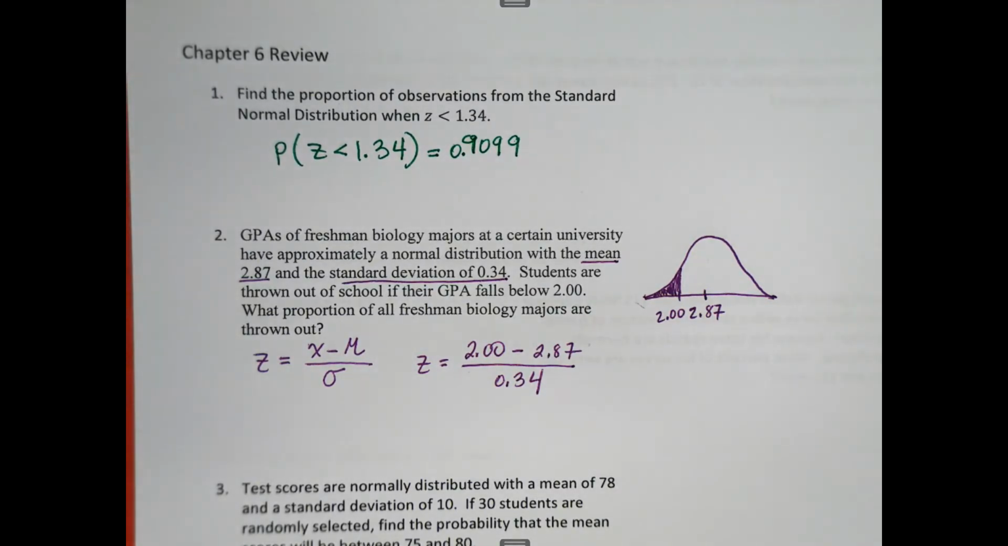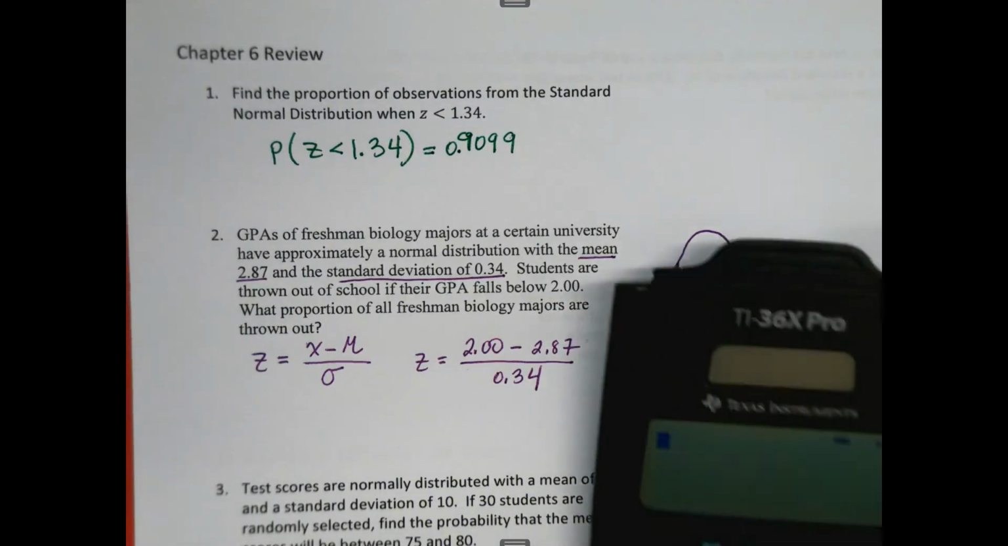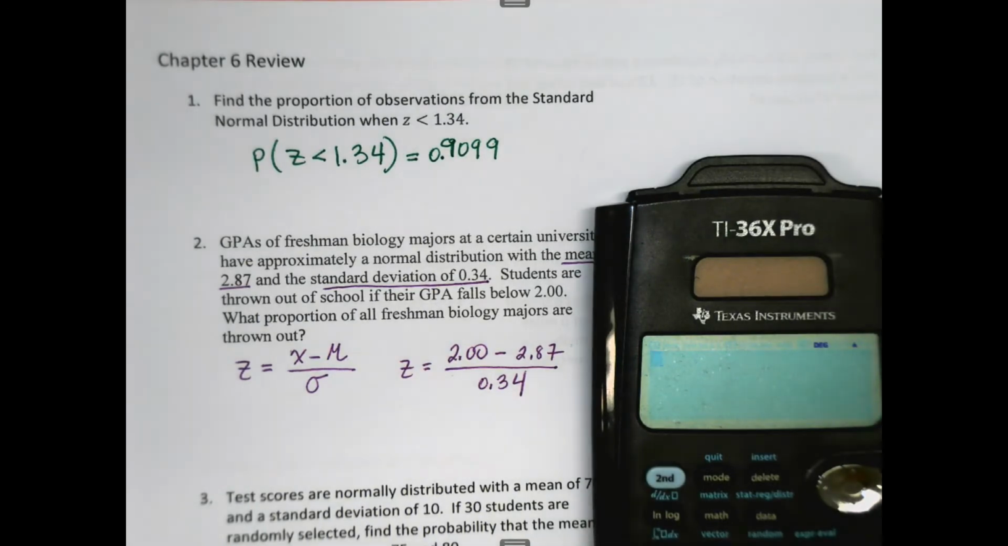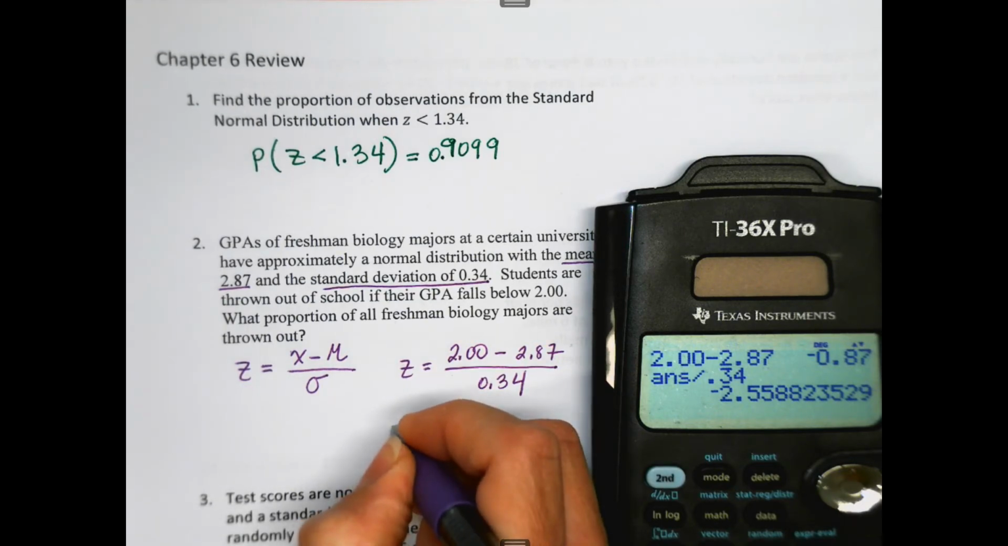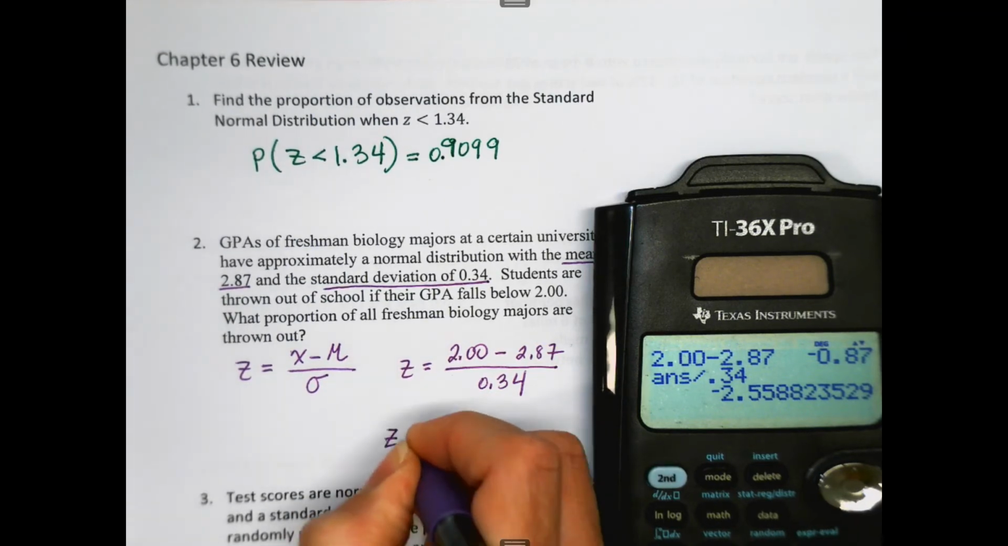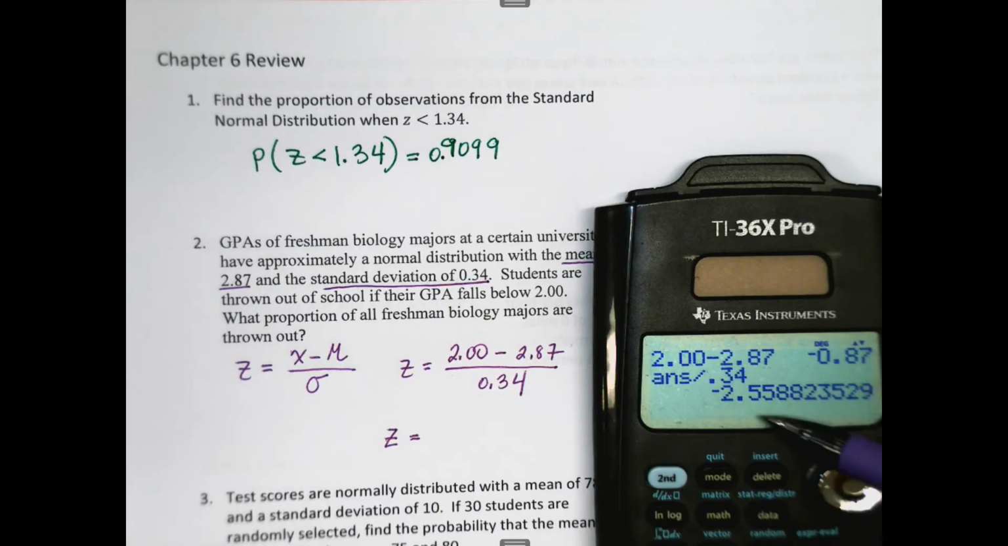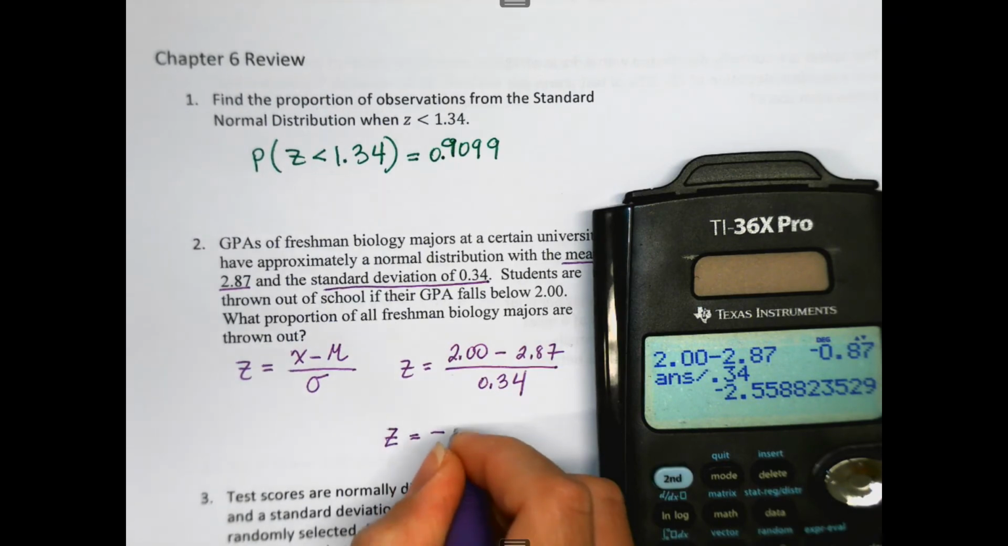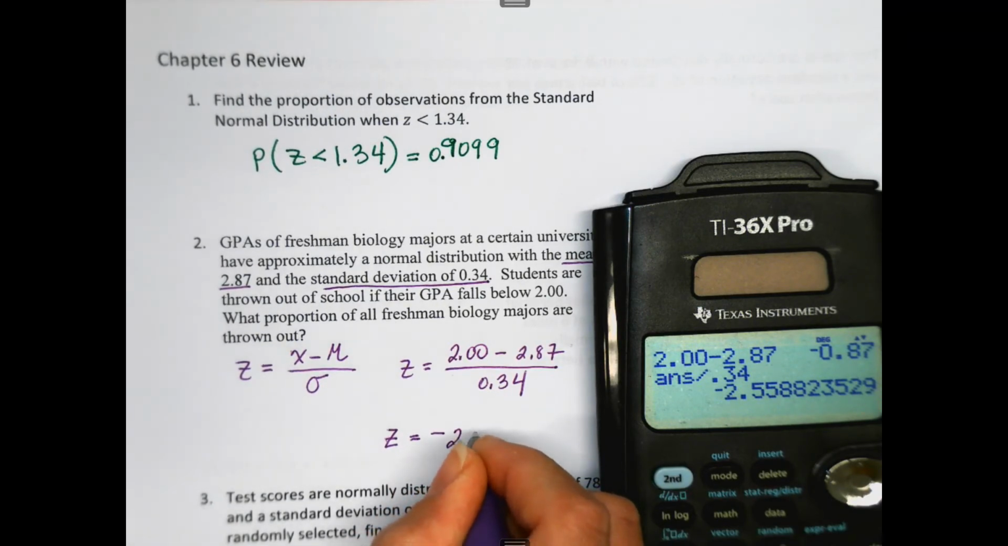So we take our calculator then, and 2.00 minus 2.87 divided by 0.34, we get negative 2.558. We always round z values to 2 decimal places. Since the 5 has an 8 after it, I'm going to round this to negative 2.56.